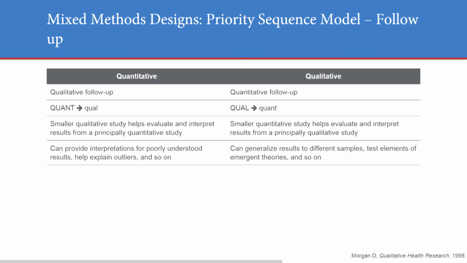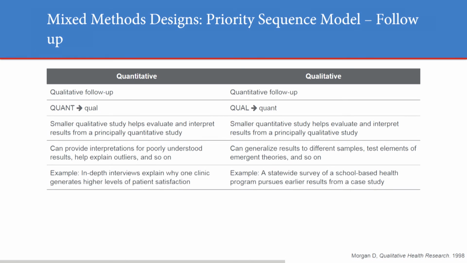So we don't try to take them out of the study. We pursue them to find out what's going on and why they aren't fitting in, and what's different about them and what that means for our work. In the qualitative, you can generalize the results for different samples, test elements of emergent theories, and so on when you get to the quantitative stage.